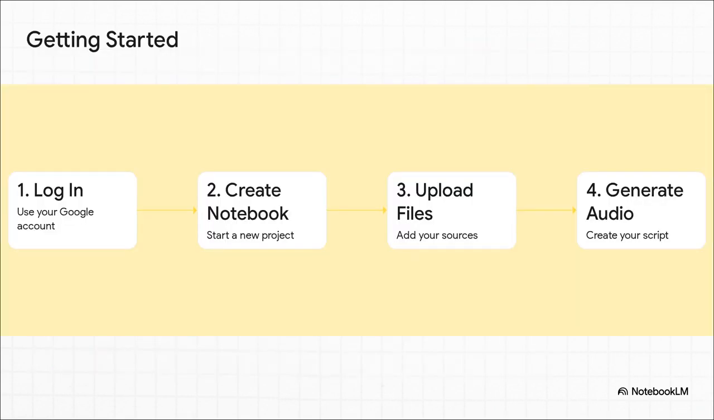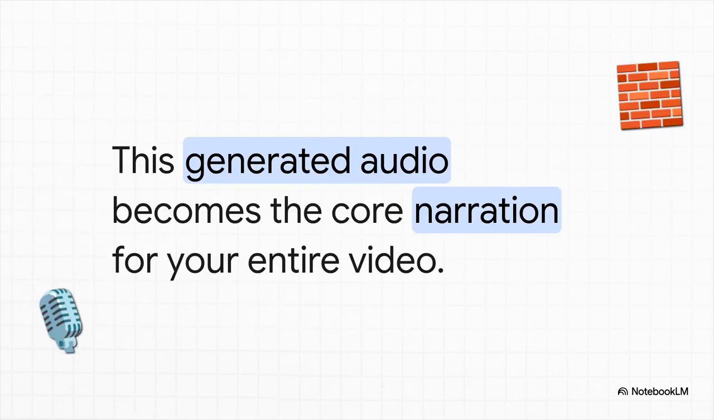And getting started is super quick. It's just 4 simple things. You log in with your Google account, create a new notebook, upload your source files, and then just prompt the AI to generate your audio script. That's it. And this one audio file, this is everything. It's the entire foundation for our video. It's the blueprint. So with this script in hand, honestly, the most complicated part of the whole creative process is already done.